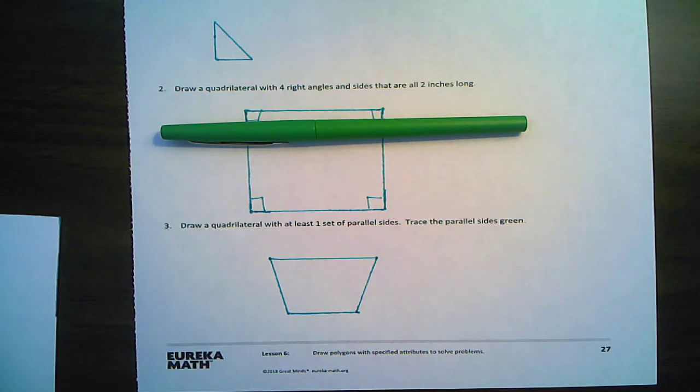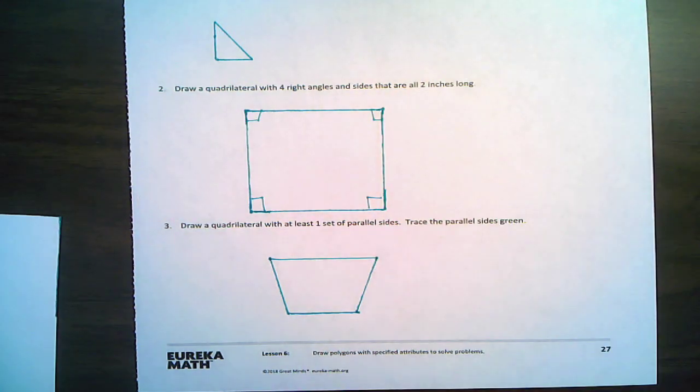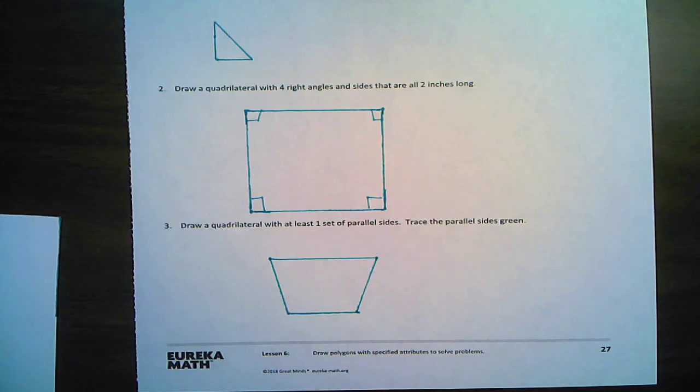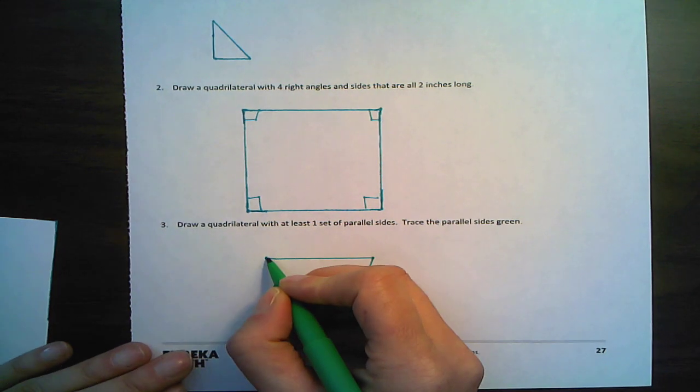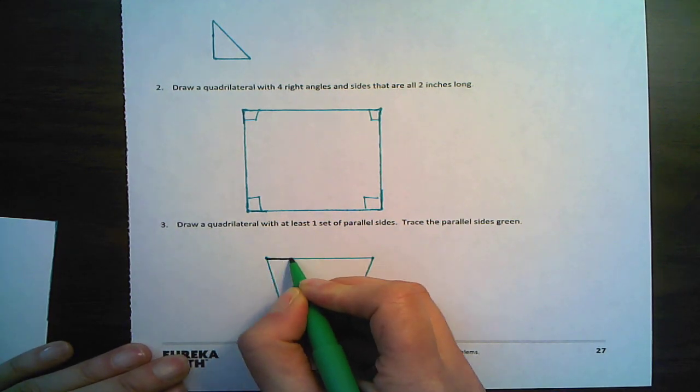So there I have my quadrilateral. Here's my set of parallel lines, and now I need to trace them in green. If you don't have green, just use any color. If you have a blue pen on hand, whatever you have on hand, we're making do with what we have around here. Okay, so I'm going to do green.